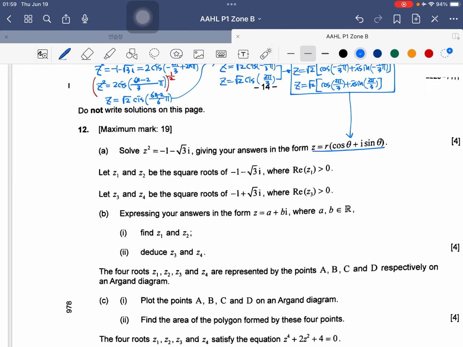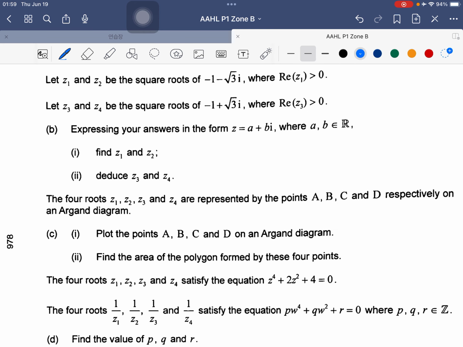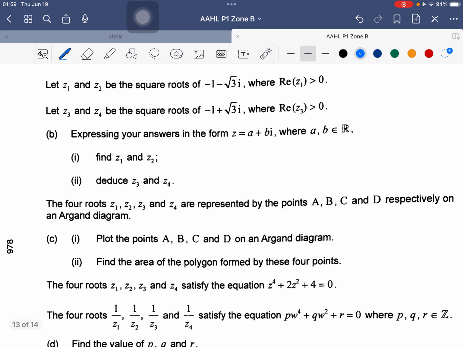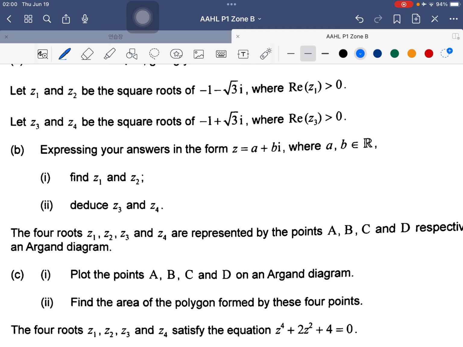Okay. Let z1 and z2 be the square roots of -1 minus square root of 3 i, which is the answer for the previous question, where the real part of z1 is greater than 0. Let z3 and z4 be the square roots of -1 plus square root of 3 i, where the real part of z3 is greater than 0. Expressing your answer in the form z equals a plus bi, which is Cartesian form, where a and b are real numbers. Find z1, z2, and deduce z3 and z4.